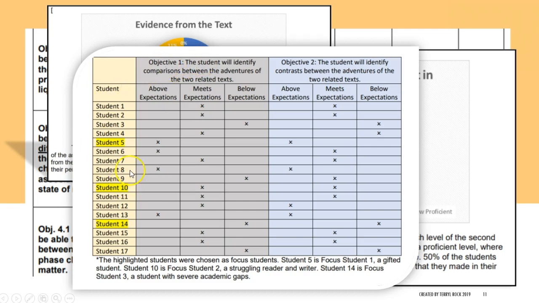Here's another student. She took pretty much the same idea. She wrote out the objective, all the different students. She highlighted the students, student 5, 10, and 14 were her focus students. Then she just did above, meets, and below expectations. Again, very good job. So there's lots of different ways to do this.